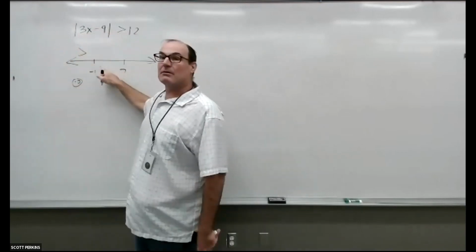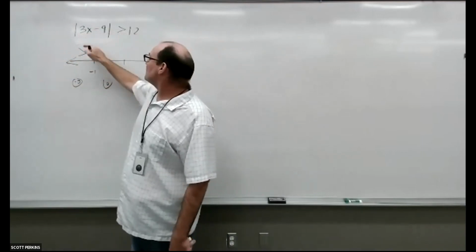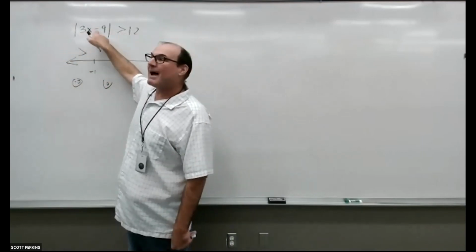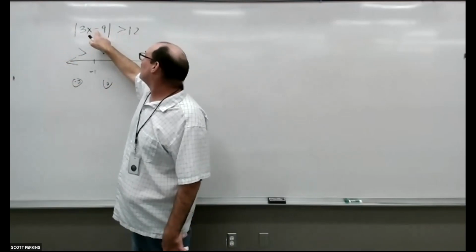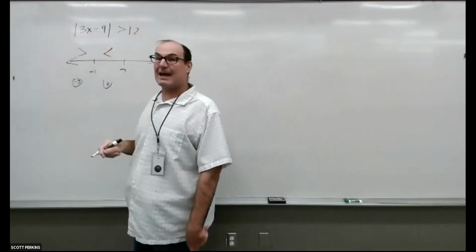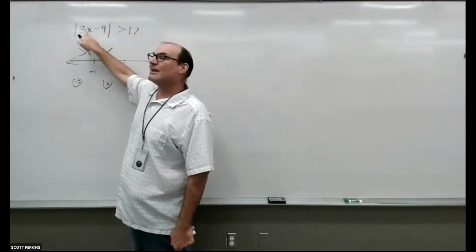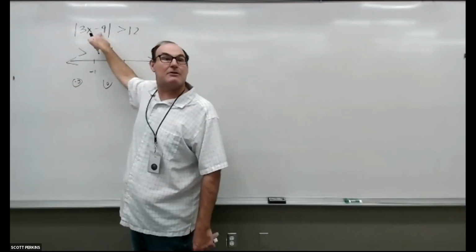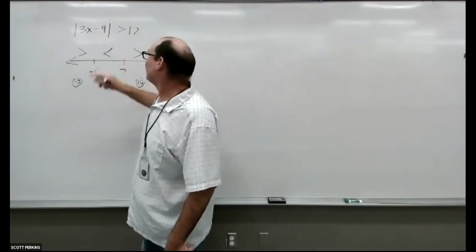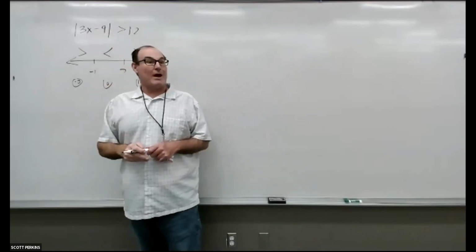I'm going to put 0 in between here. When I put 0 in, 3 times 0 is 0, minus 9 is -9. The absolute value of that is not bigger than 12, it's less than. And I'm going to put 10 in. 3 times 10 is 30, 30 minus 9 is 21. The absolute value of 21 is 21, which is bigger. The question I ask is, where is it bigger?